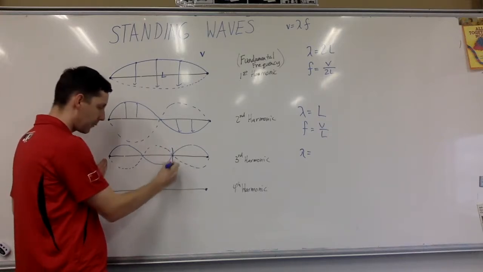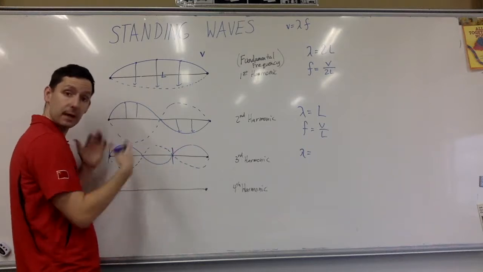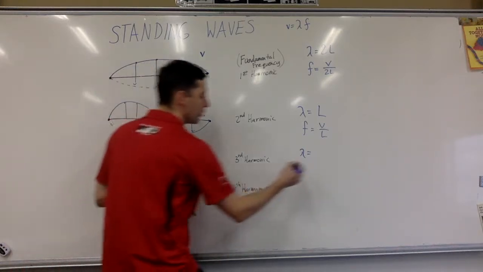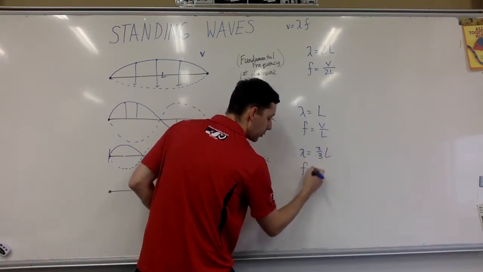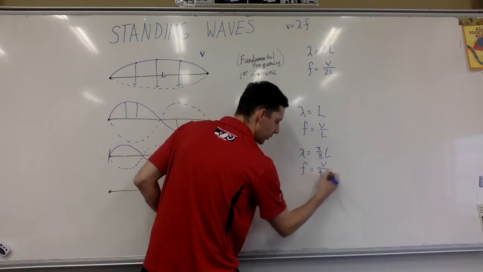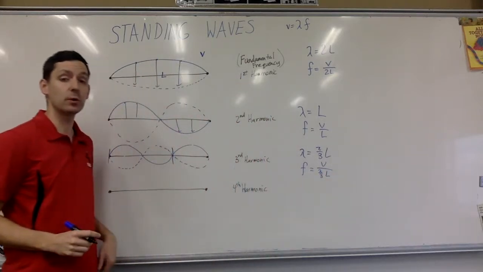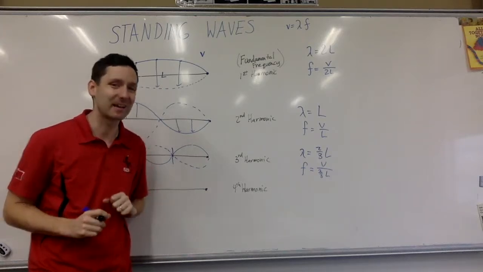All right? That right there is one wavelength, going up to a crest, down to a trough, and back to the middle. That's one wavelength. Okay? So the wavelength here is 2/3 of the length. Now, the frequency then is the velocity divided by 2/3 of the length. You may think that's weird, and it is kind of a little bit weird, but you'll see how that works in just a second. All right?